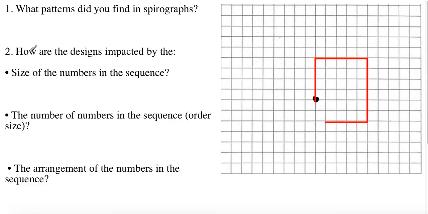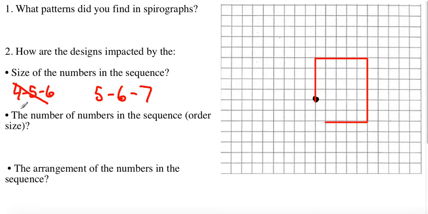For example, right here we're asked, how are the designs impacted by the size of the numbers in the sequence? So for example, we had a 4, 5, 6 sequence. So they're asking, instead of 4, 5, 6, what if we had a 5, 6, 7 sequence, or a 6, 7, 8, or a 10, 11, 12 sequence? So we want to know, do we see the same patterns within that?